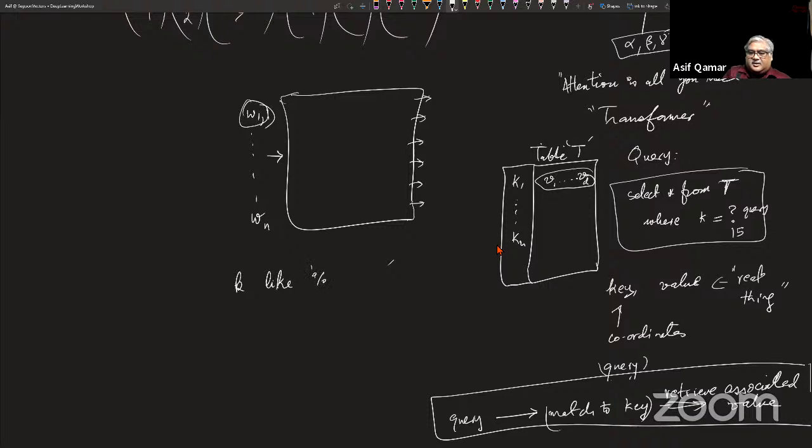Like PPL, or I don't know, some word, ham. So now it will pick up all sorts of matches: hammer, ham, Hamlet, all of those things will come back from this, isn't it? Are we together, guys? In a select query, select star from T where K is like that.